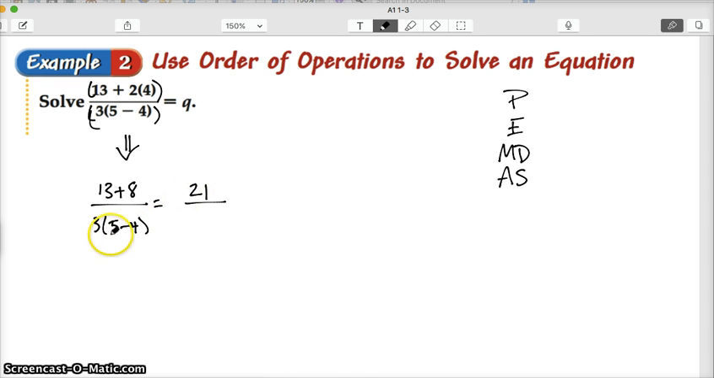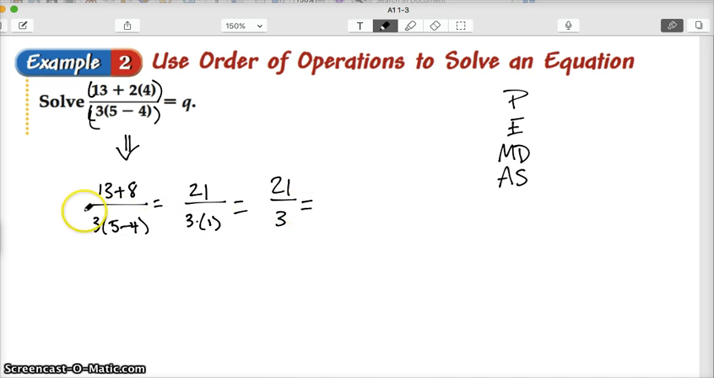And then in the denominator, I'm going to do what's in the parentheses first because that's what we do. So I'm considering this like a whole new bracket, and I'm going to start over again with my PEMDAS, do what's in parentheses. That's going to be 5 minus 4, which is 1. So I get 3 times 1, and so I end up with 21 over 3.